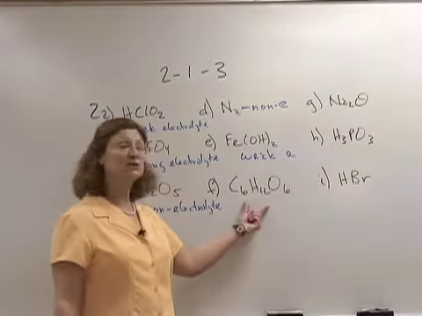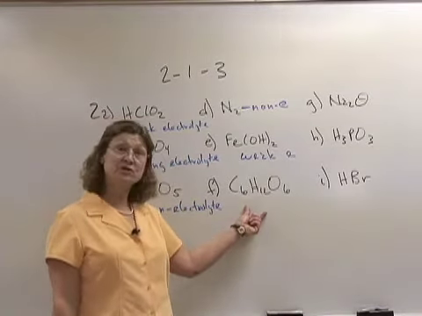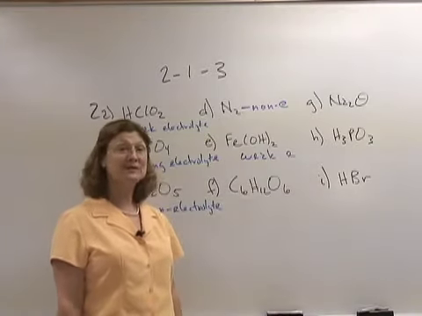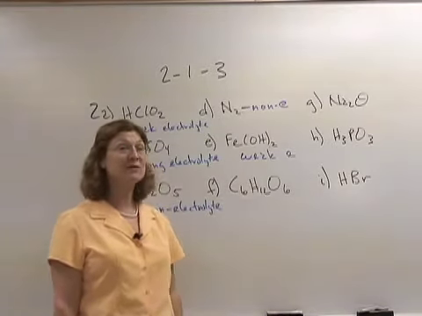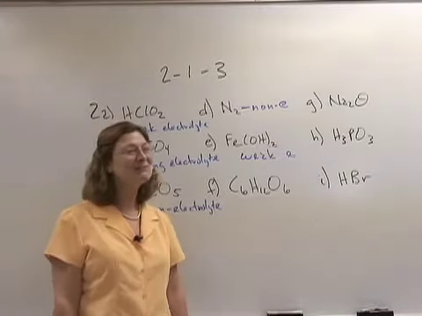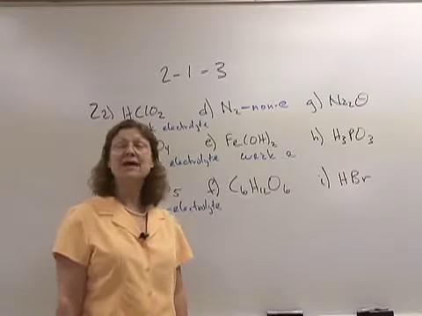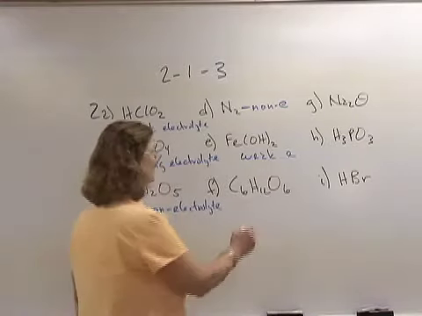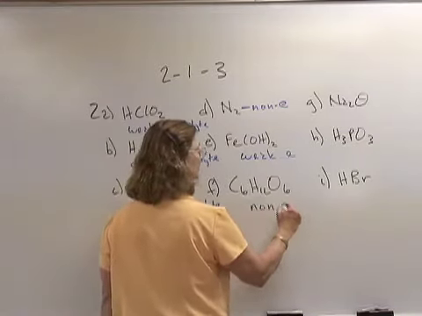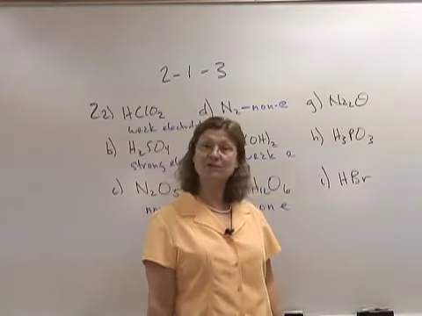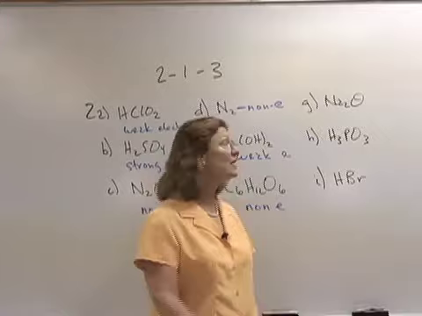This compound is glucose or fructose or galactose. They all have the same formula, but different three-dimensional structures, so we call them isomers. That's just a little extra tip for you. And it is not an acid, a base, or a salt. It is a non-electrolyte. Na2O is a base anhydride. It is a non-electrolyte.